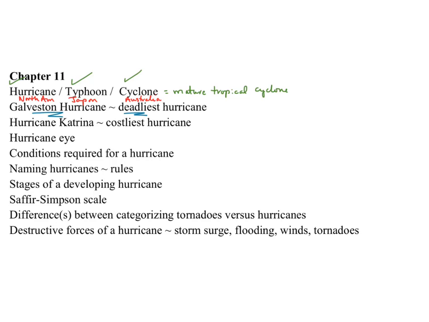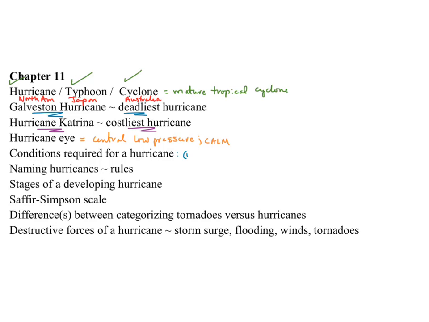The next two things are kind of self-explanatory. The deadliest hurricane was the Galveston, Texas hurricane back in 1900. The costliest hurricane to date has been Hurricane Katrina for North America. The eye of the hurricane has a central low pressure at the surface anyway, and it's generally calm. That would get you where you need to go for the test.